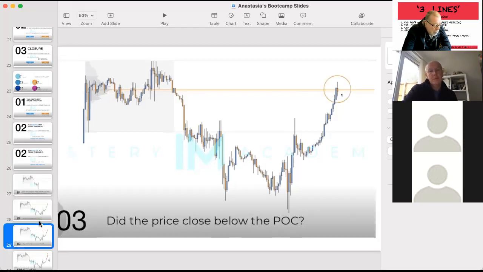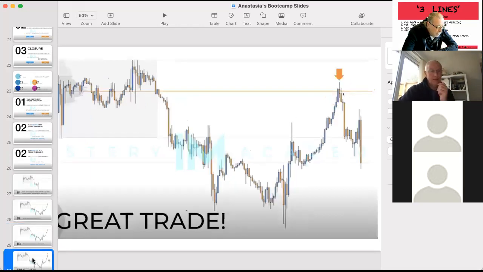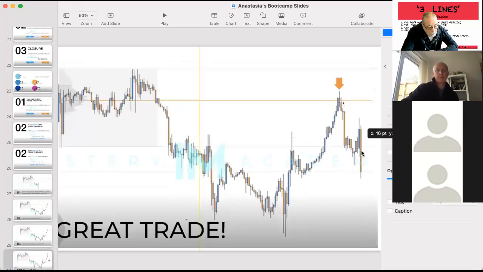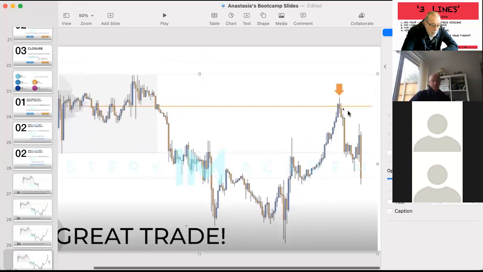So go on to slide number 3. So this is the same chart. Did price close below the POC? I'm guessing yes, it did close, because the bottom of the bar, not the wick, is where that candle closed. So yes, it did close below the POC. And she's saying, if you got in there, you've got another great trade. So that's the candle she's asking the questions about. Did it close below? Yes.